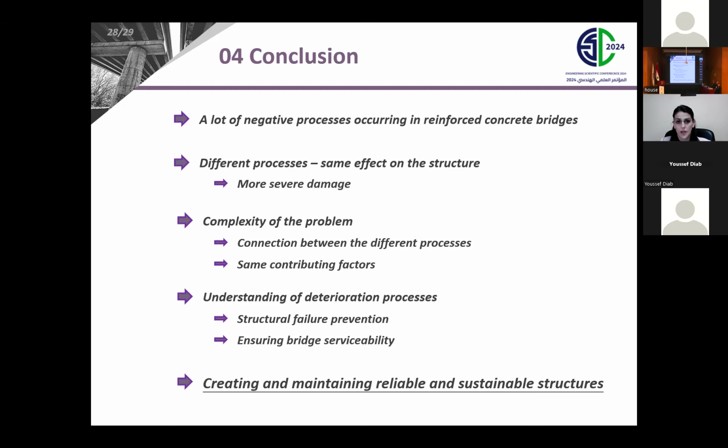On the other hand, these connections mean that the same factors affect more than one deterioration process. Hence, eliminating these factors could possibly stop or at least slow down more than one undesirable process. Therefore, the comprehensive study and understanding of reinforced concrete bridge deterioration processes is crucial for preventing structural failures and ensuring bridge serviceability during its lifespan, and thus creating and maintaining reliable and sustainable structures.